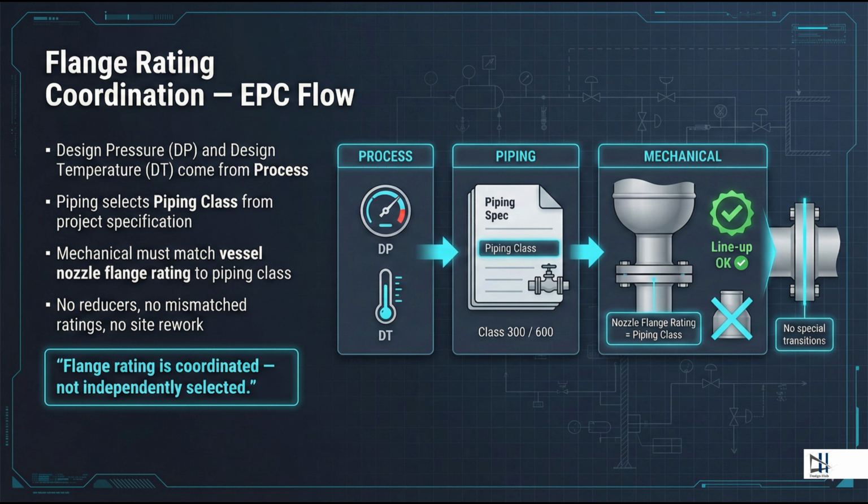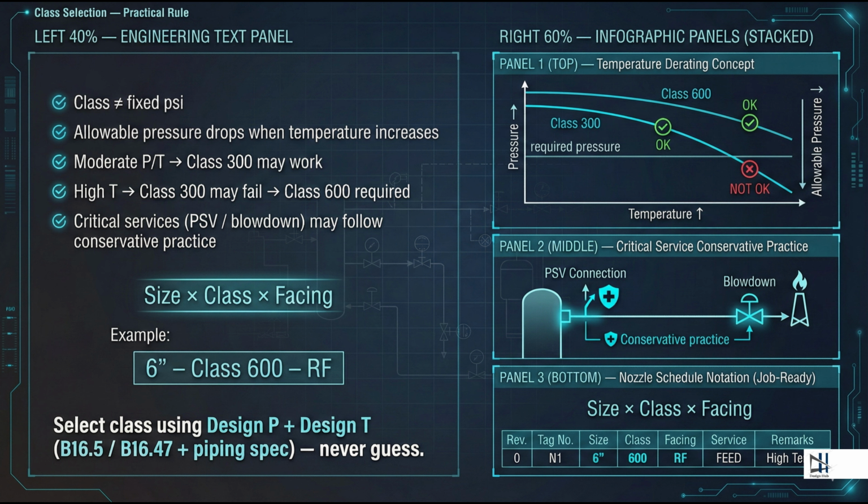Now here's a practical example conceptually. If you have moderate pressure and moderate temperature, class 300 might be enough. But if temperature is high, the allowable pressure for class 300 drops, and you may need class 600, even if pressure looks unchanged. That's why temperature cannot be ignored.